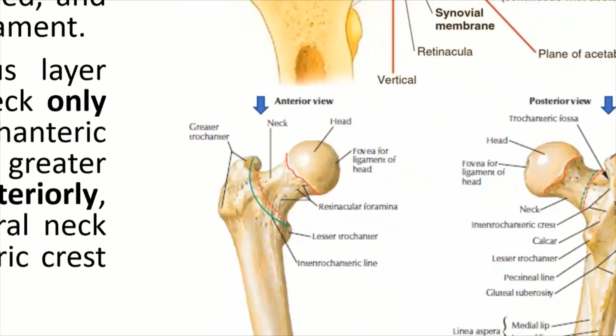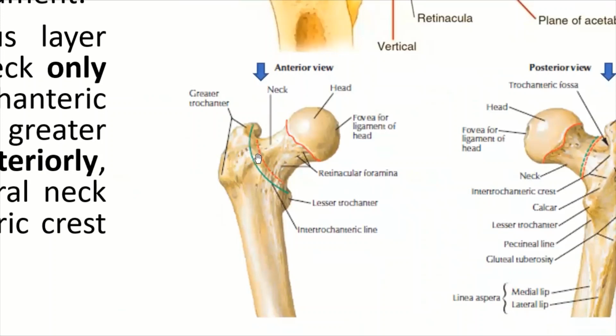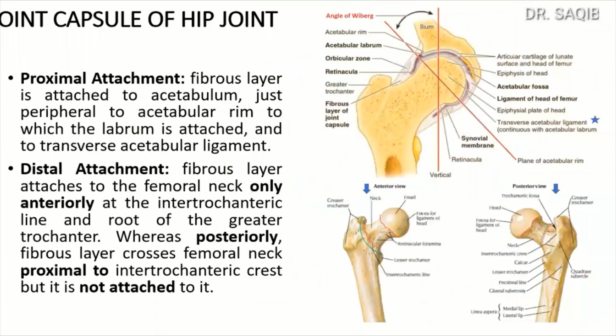Here you could see, this is the anterior view of the femur. From here, the capsule wraps around the neck. And this is the intertrochanteric line, which you could see in blue. The capsule attaches here, and this is the greater trochanter, and also to this part of the greater trochanter. This is the anterior attachment of the capsule of the hip joint.